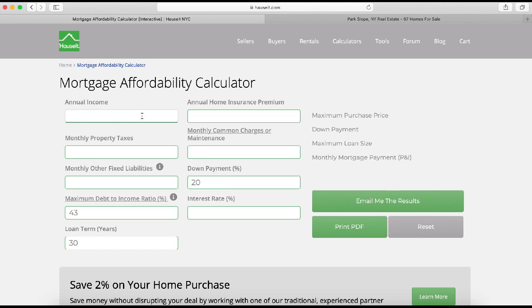So going back to the mortgage affordability calculator, the first thing you want to do is just go ahead and put in your annual income. That's going to be the most important factor in determining what your maximum monthly mortgage payment would be. Now, most banks will lend on average to a maximum of 43% debt to income. And so what that means is no more than 43% of your income can be dedicated to your housing expenses. Now, your housing expenses consist of more than just your mortgage payment, principal and interest. They would also include your home insurance premium, your property taxes, as well as your common charges in the case of a condominium or maintenance in the case of a co-op.